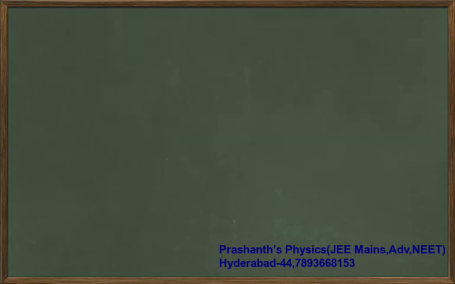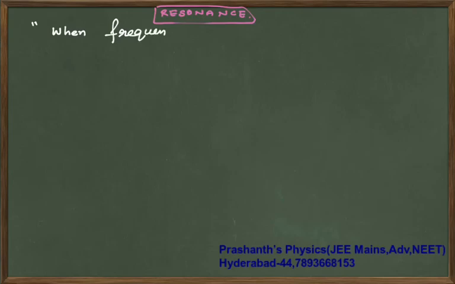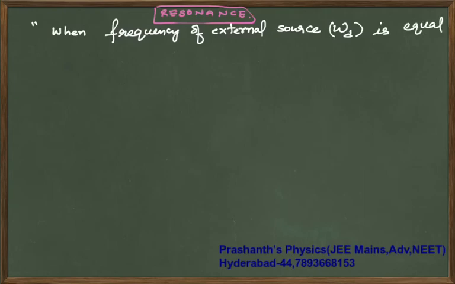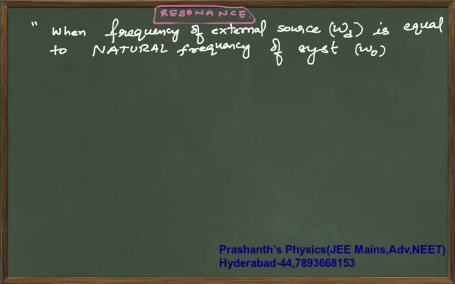Now something important I will explain, that is resonance. Your questions can come from anywhere, but you should be ready. The next topic is resonance, which is the last part. I am telling you very clearly, when the frequency of the external source, omega driver, is equal to the natural frequency of the system, which is omega naught, you can say resonance is achieved.